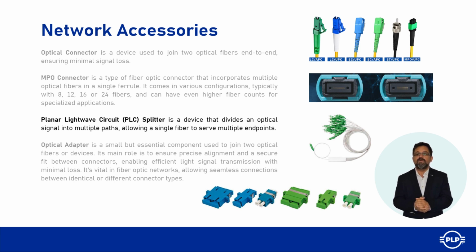An ABS box PLC splitter, the most commonly used type, is housed in a robust ABS plastic box for general indoor or outdoor use. An LGX PLC splitter is enclosed in a metal LGX cassette, designed for 19-inch rack or cabinet installations, offering plug-and-play convenience. A rack-mounted PLC splitter is built for high-density 19-inch cabinets in data centers and server rooms.